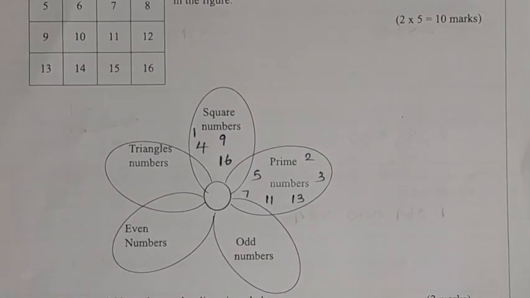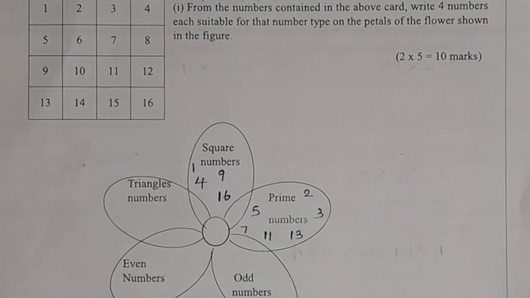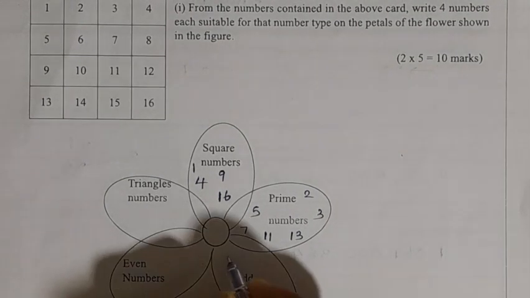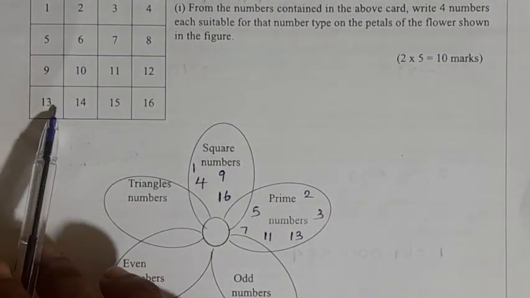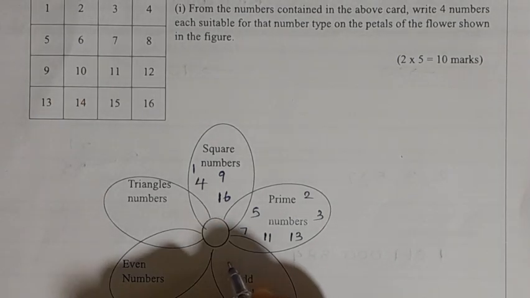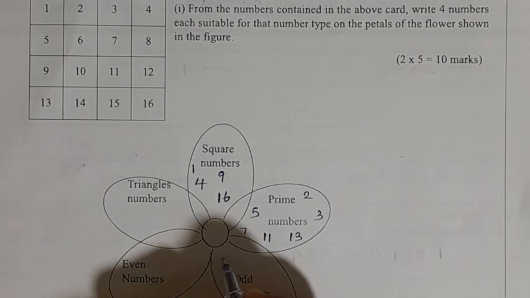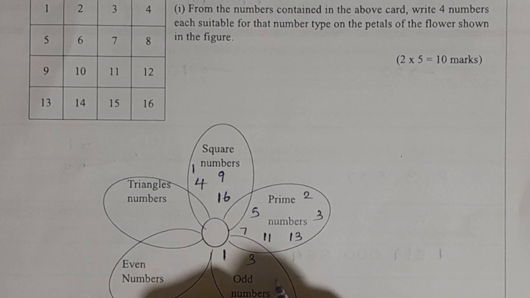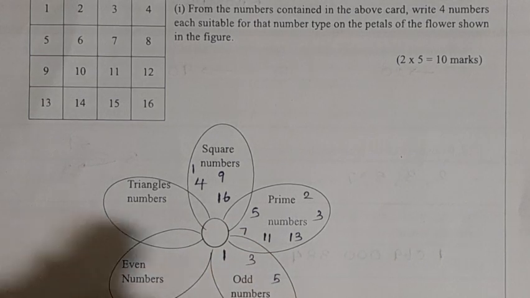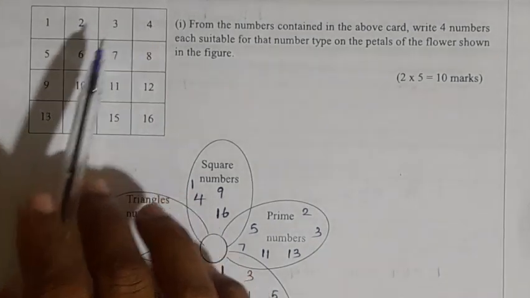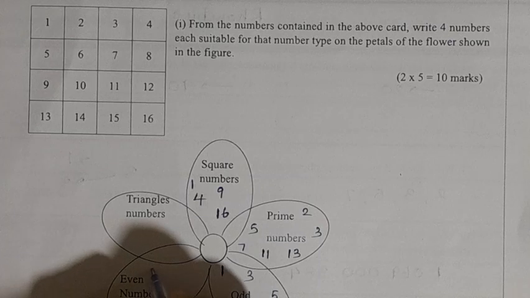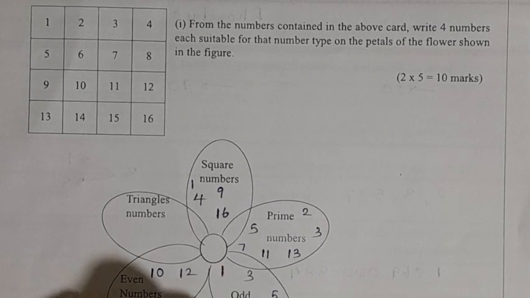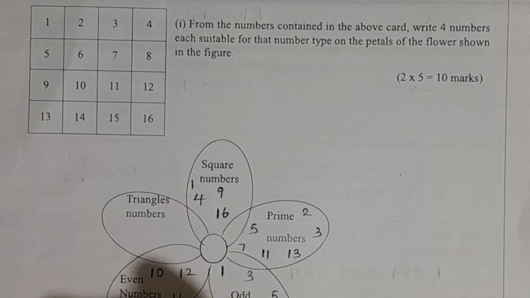Then odd numbers. What are the odd numbers? 1, 3, 5, 7, 9, 11, 13 and 15. 4 odd numbers is enough here. I'll write 1, 3, 5, 7. Then even numbers. 2, 4, 6, 8, 10, 12, 14, 16. I'll take 10, 12, 14, 16.